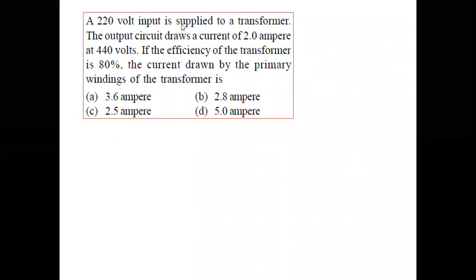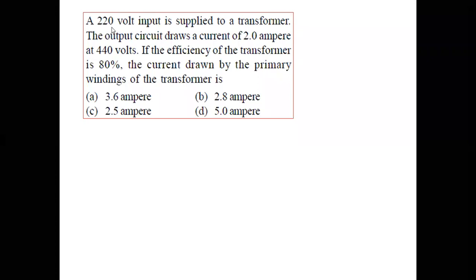A 220 volt input is supplied to a transformer. The output circuit draws a current of 2 ampere at 440 volts. If the efficiency of the transformer is 80%, the current drawn by the primary windings of the transformer is? What is the current in the primary?